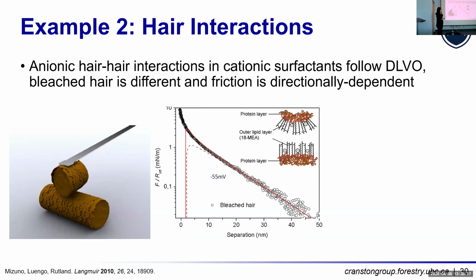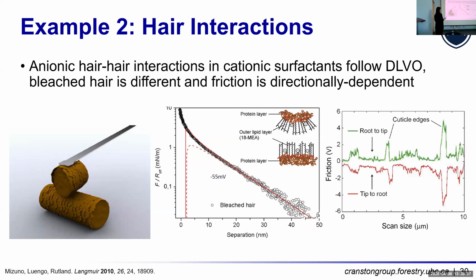And so we learned quite a lot about the forces as you bring things together. It's two charged pieces of hair. They repel each other, and that repulsion follows DLVO theory. That means if you put lots of surfactant or shampoo in there, it screens the repulsion and there's not as much. But also in the case of the bleached hair, where you now have these lipid layers exposed on the external surface of the hair, we were able to calculate the surface potential. This is the surface potential of bleached hair, which you can calculate by doing these force curves, and there's not really another easy way to measure the surface potential of a piece of hair.